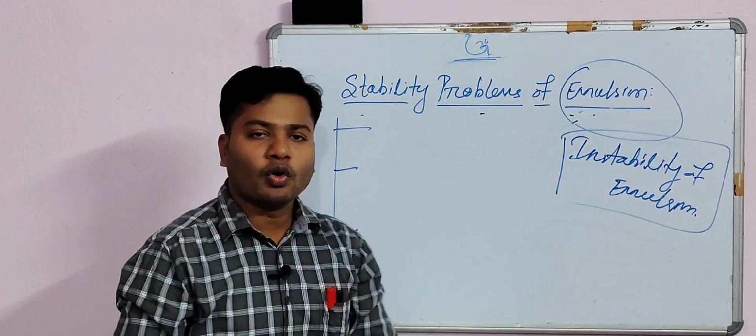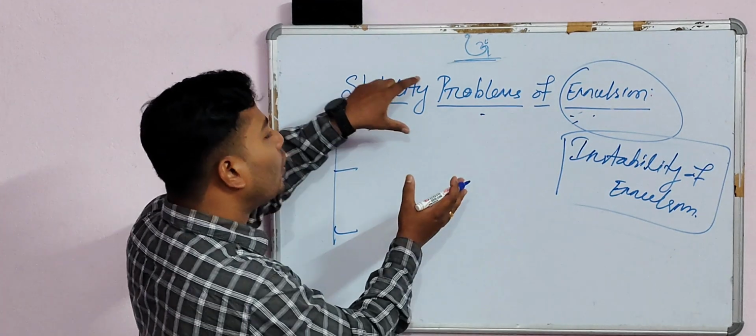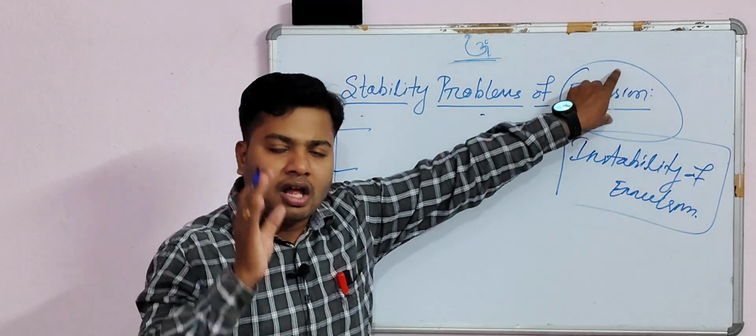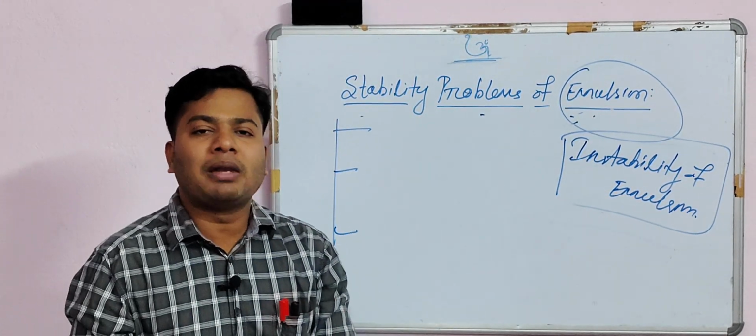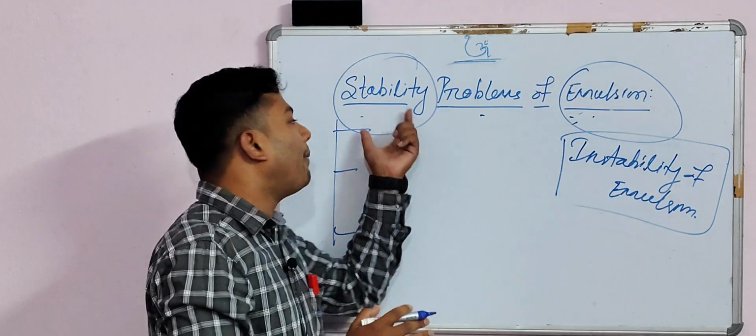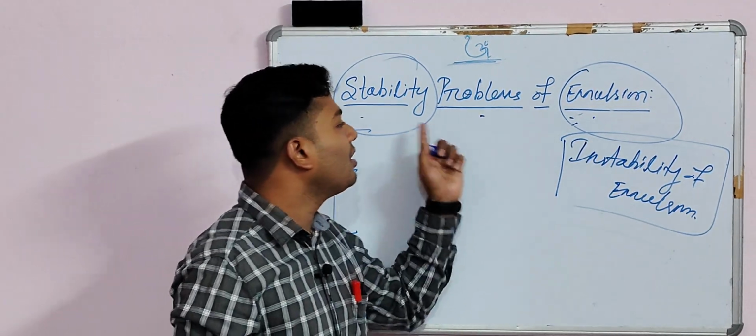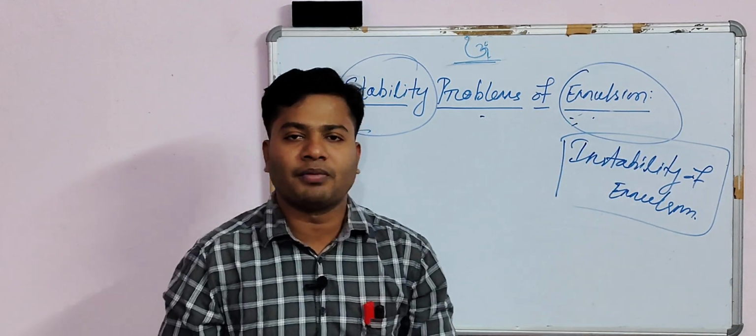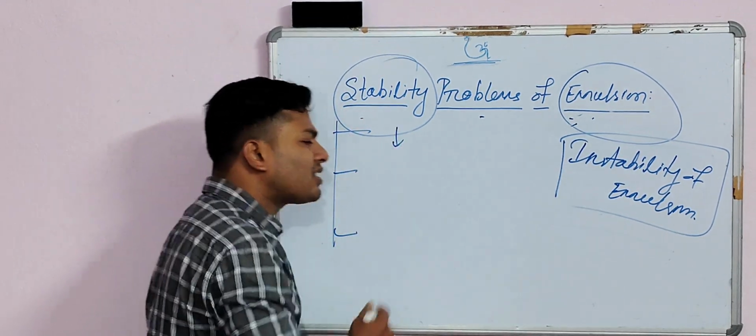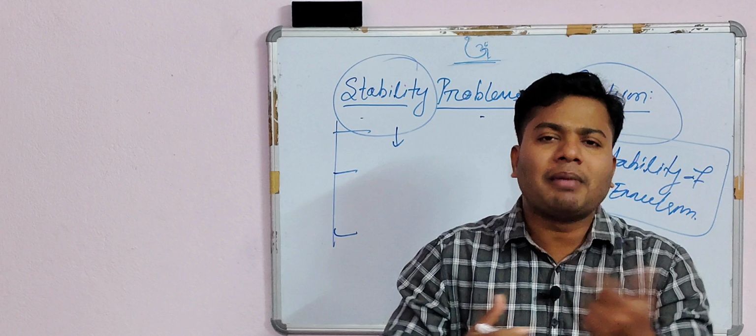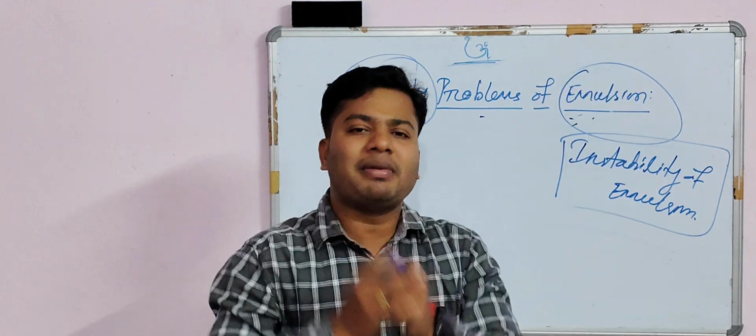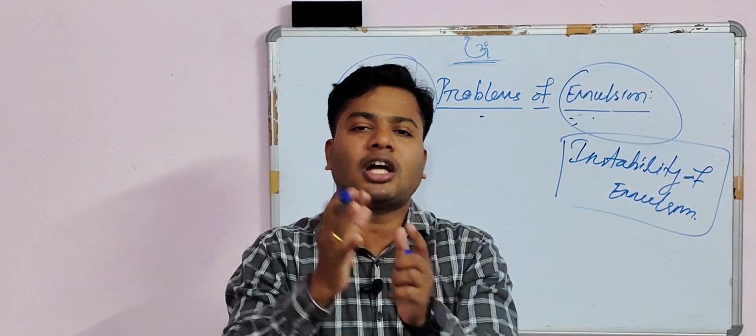So now come to the point. My dear students, before going to the stability problems of emulsion, first of all you should know what you mean by stability of a product. That way you can easily understand what I am telling regarding the stability problems of emulsion. So what do you mean by stability, or what is the meaning of stability of a product?